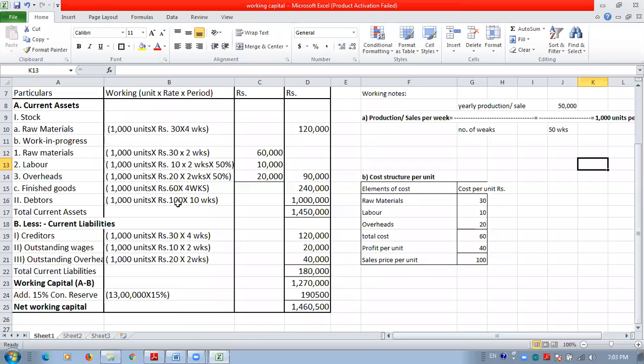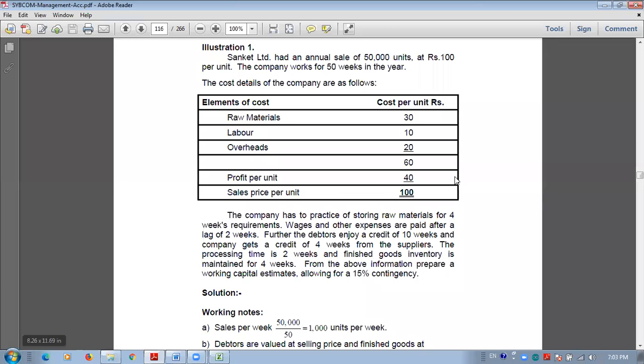So as per the nature of the items of cost, for total current assets, we have to consider the rate. Then we have to take into consideration the weeks. How many weeks is the raw material going to remain in stock? How many weeks is the work in process going on? How many weeks are the finished goods remaining in stock? All these things are already given in this problem.